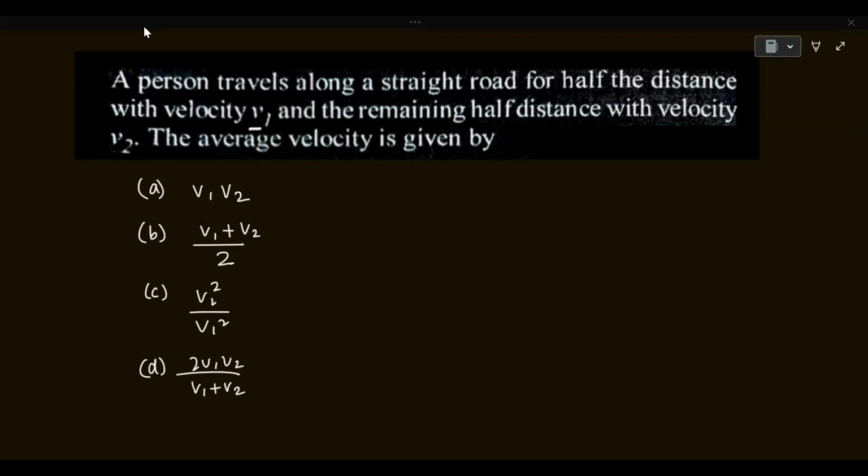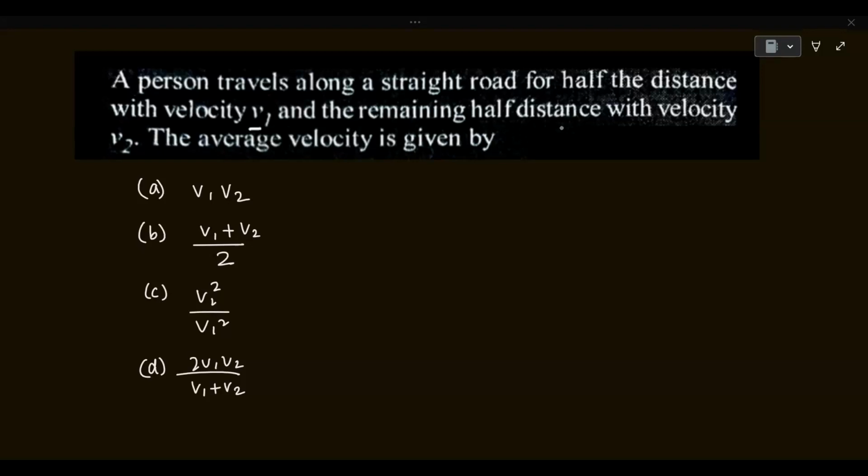Option B is correct. B is correct. B is correct. D is correct. Rishi, what is this? Why do you do this, Rishi? Everybody says B, you say D. Okay, guys, let me tell you this.